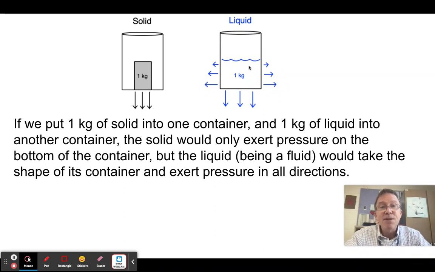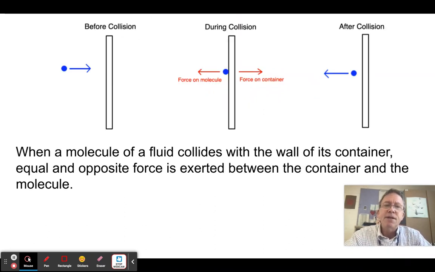But remember, a liquid takes the shape of its container, and therefore the force that it's exerting will be exerted in all parts of this liquid. So it's not just on the bottom of the container, but all parts of this container are going to experience this force. That's the difference between fluids and solids, is that fluids exert pressure in all directions. Now, College Board does want you to have some understanding of the molecular nature of pressure.